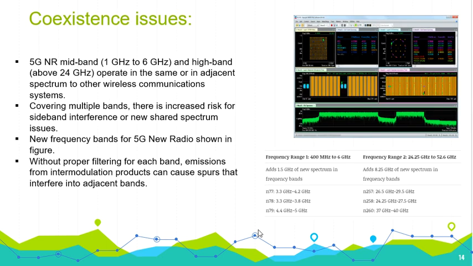There is also a coexistence issue. For example, 5G new radio mid band and high band operate in the same spectrum as other wireless communication systems, so there is increased risk of sideband interference. You need proper filtering to remove this interference. Otherwise, there will be a lot of interference problems in 5G new radio network. I took this diagram from the internet to show that there is an interference problem in 5G new radio network.